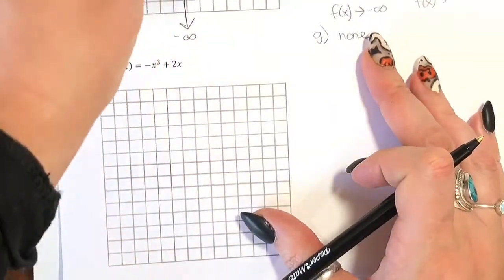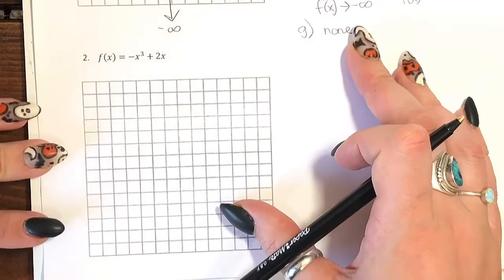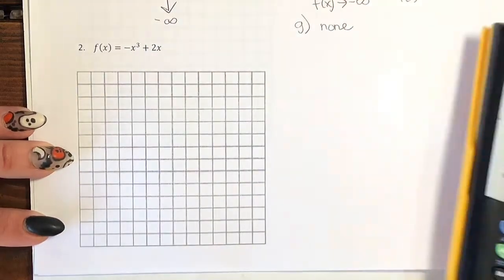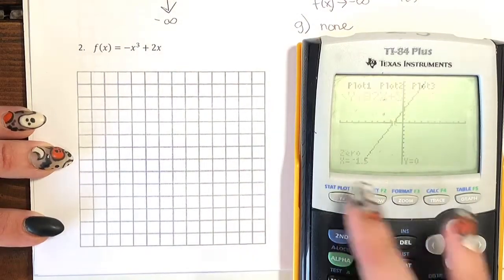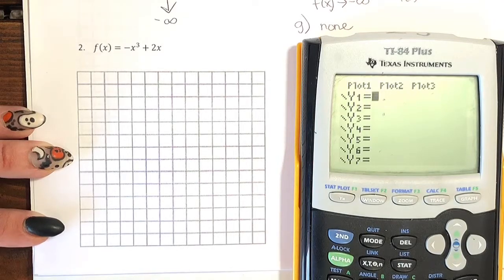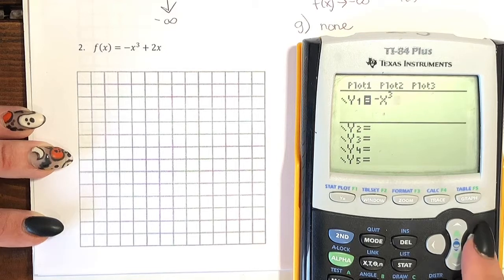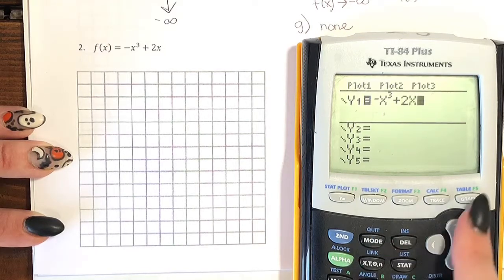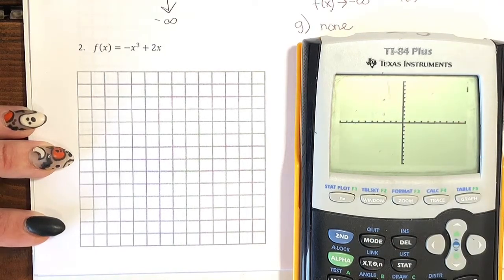Let's do, this one's a cubic. I want to try and do one a little bit more complicated than just a line. So first, let's graph it. Go back into your y equals and clear this out. But we have a negative x to the power of 3, and then plus 2x. And let's graph this guy.